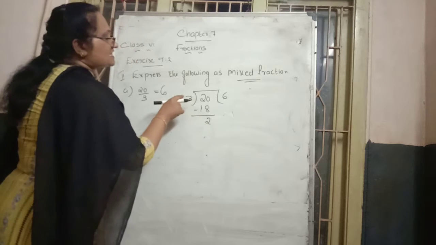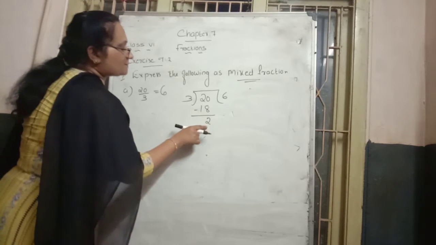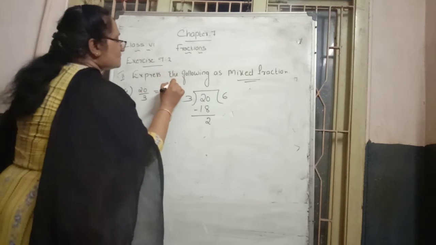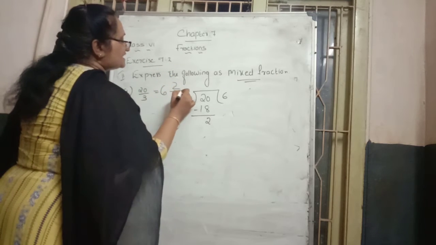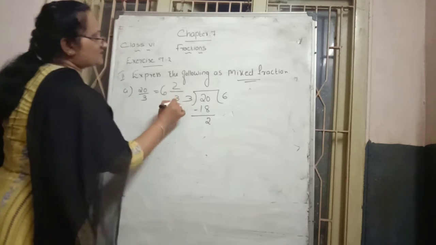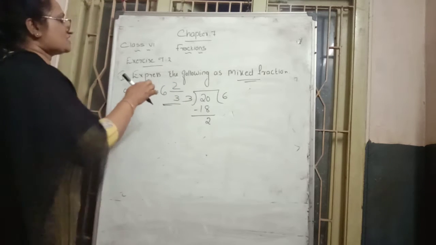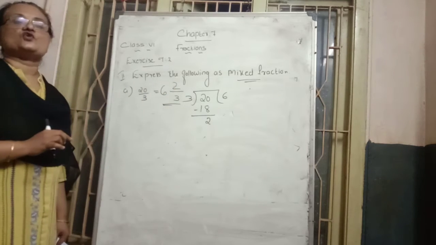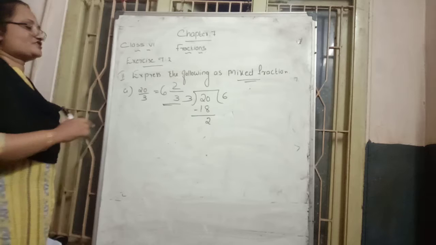The remainder means the balance. The remainder and the divisor we write in the form of a proper fraction. The remainder is always lesser than the divisor, so we write the remainder first, then the divisor 3. So 2 by 3 is a proper fraction and 6 is a whole number. In this way we represent it in the form of a mixed fraction.